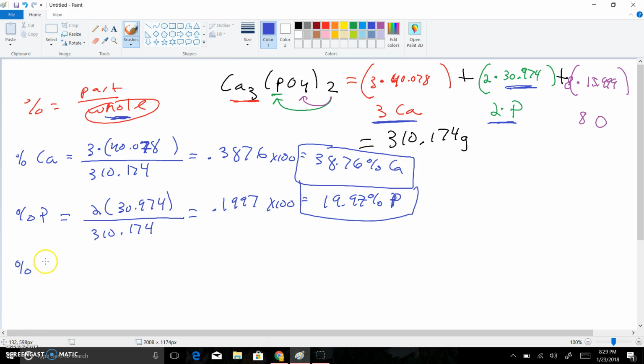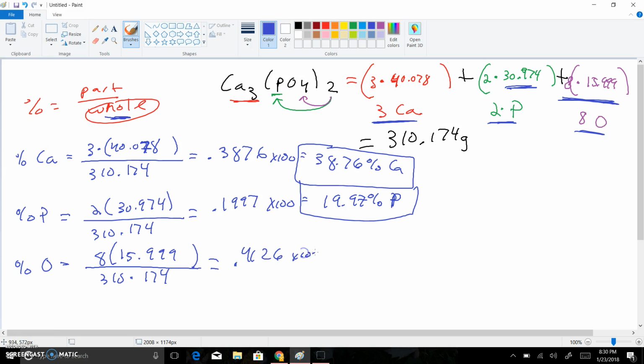And lastly, I've got to look at my oxygen. What percentage of the molecule or compound is oxygen? Part divided by the whole, I've got the whole being 310.174. The part are 8 oxygens. So 8 times the mass of oxygen, that's my periodic table number, 15.999. If I divide those two, in other words I do 8 times the 15.999, divided by that 310.174, I get 0.4126. Multiply by 100 to get my percentage, and I get 41.26% oxygen.